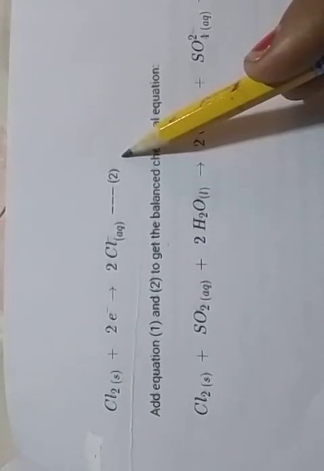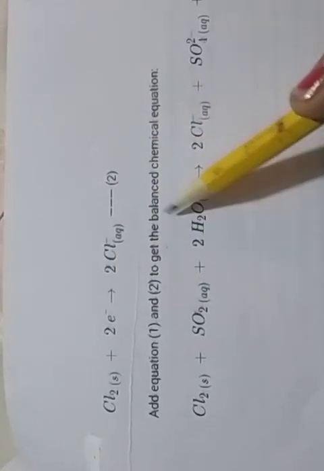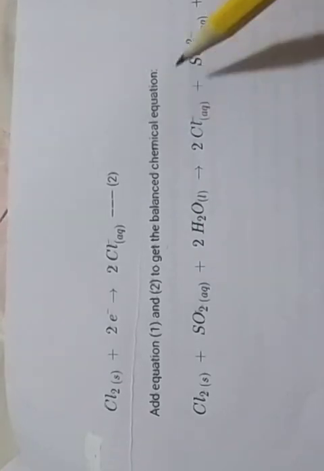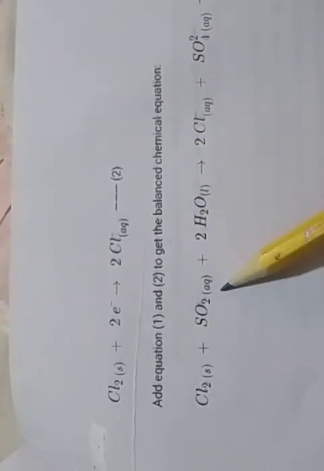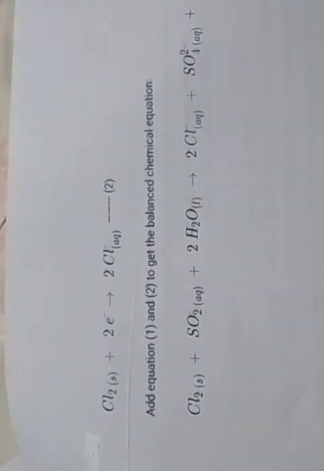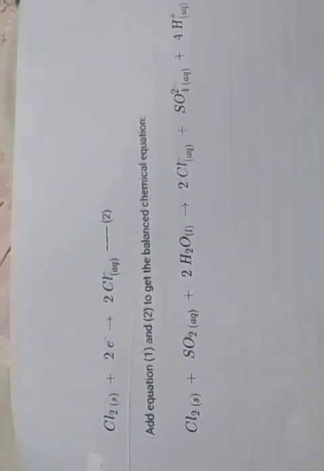From equation number first and second we have to add, to get the balanced chemical equation. So Cl2 plus SO2 plus 2H2O converts into 2Cl minus plus SO4 2 minus plus 4H plus. Okay, got it?